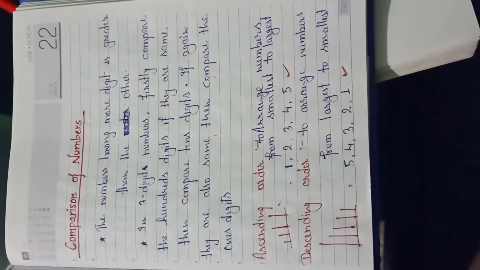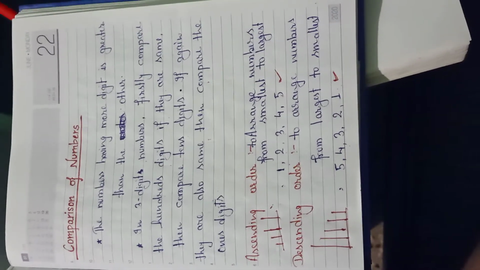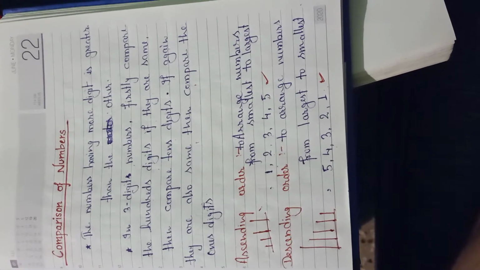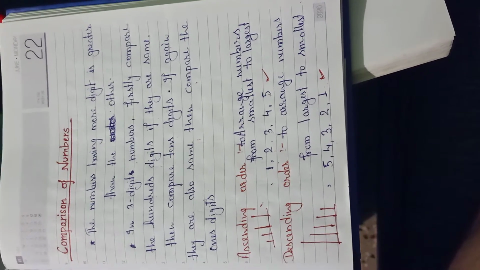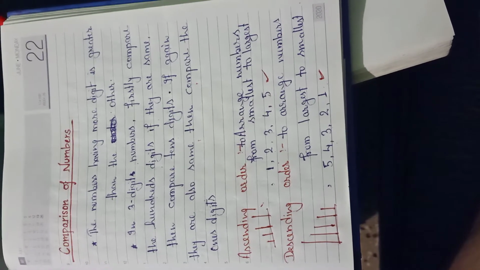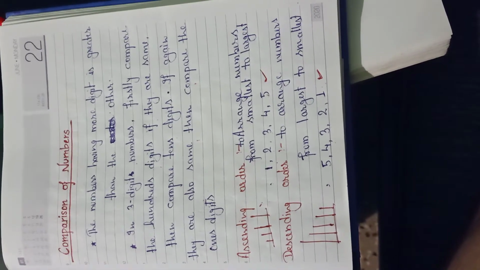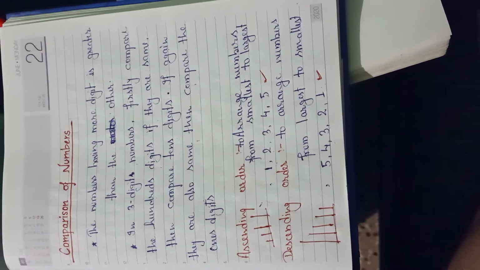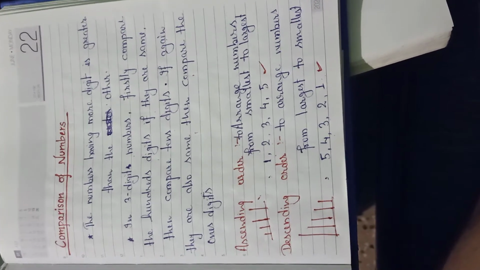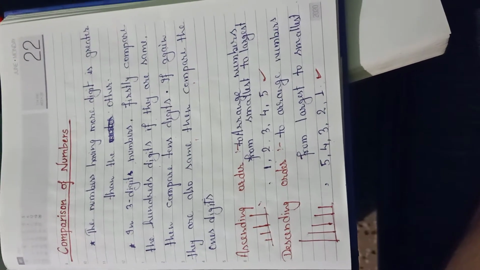Good morning class. This video is related to comparison of numbers, which means we are going to find out, in given numbers, which one is smaller and which one is greater. Then we are going to arrange some numbers in ascending order and descending order. So first of all, you have to keep 2 points in your mind.